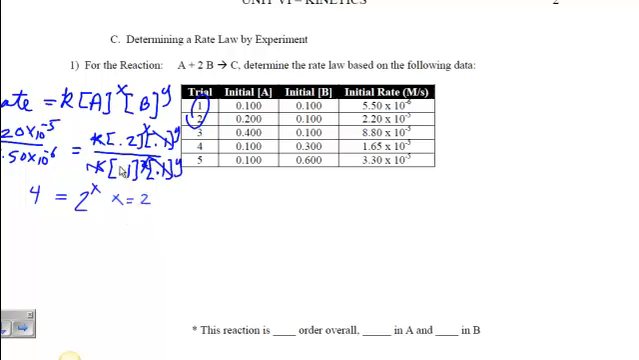We can then do the same for solving for y. And in order to solve for y, let's come on over here and use one where concentration B varies, however A stays the same. So for this one I'll use 5 over 4. For the rates, you have 3.3 over 1.65.